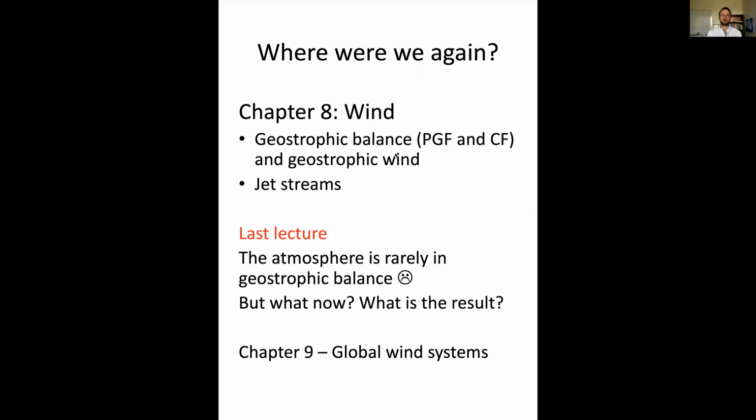So where were we again? This is the last lecture that will deal with chapter 8 about wind. Chapter 8 more specifically deals with the geostrophic balance, which is the balance between pressure gradient force and Coriolis force and the resulting geostrophic wind. We discussed geopotential height as well. And then we discussed how jet streams are a prime example of this geostrophic balance and geostrophic wind.